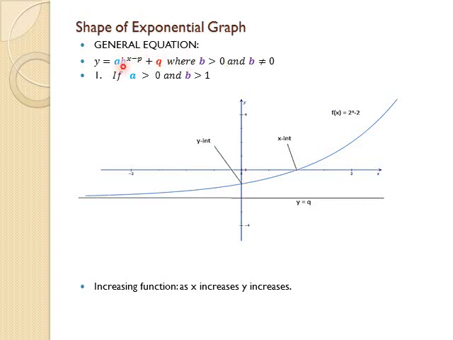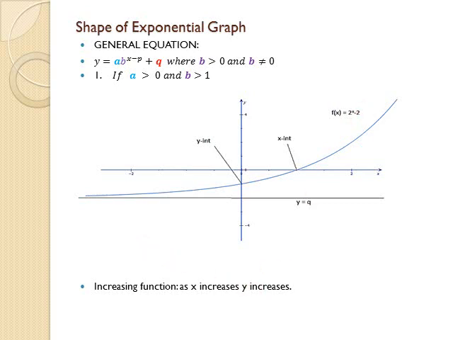b must be greater than 0 and b cannot equal 1. So my a value there is positive, meaning greater than 0, and b is bigger than 1. My graph will always be shaped coming from the second quadrant, going into the first quadrant. This is referred to as an increasing function, because as my x values increase, my y values increase.